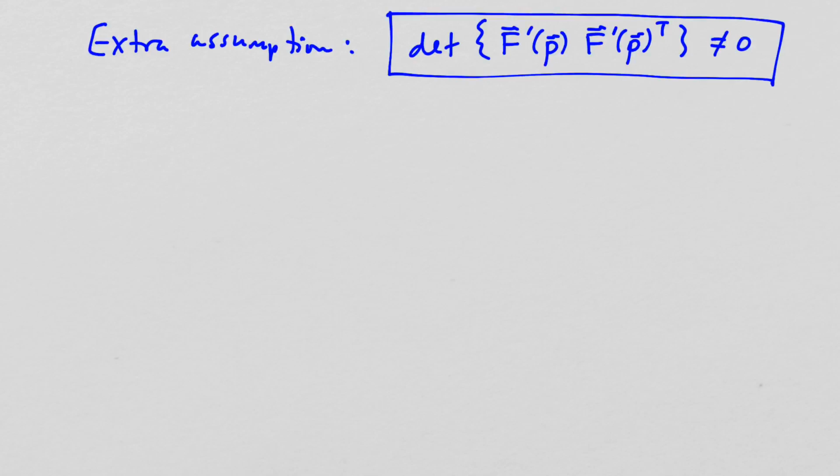All right, but what's the connection to those partial Jacobians and all that? So I have to do a little bit of a detour to make that connection. So let's just do a little bit of an aside, a little detour in linear algebra.